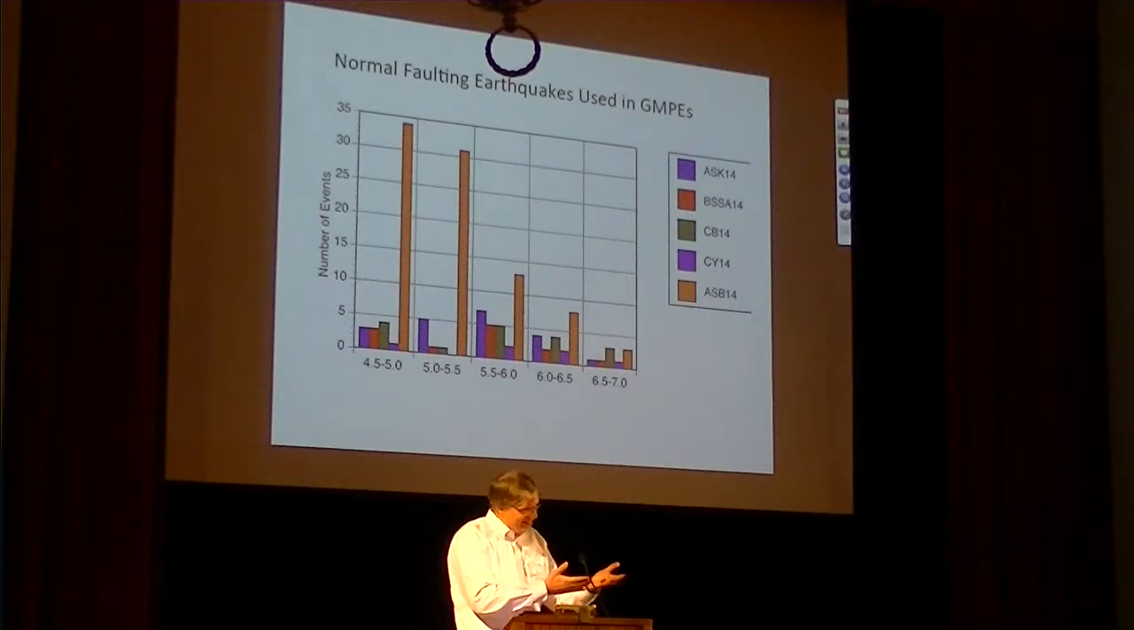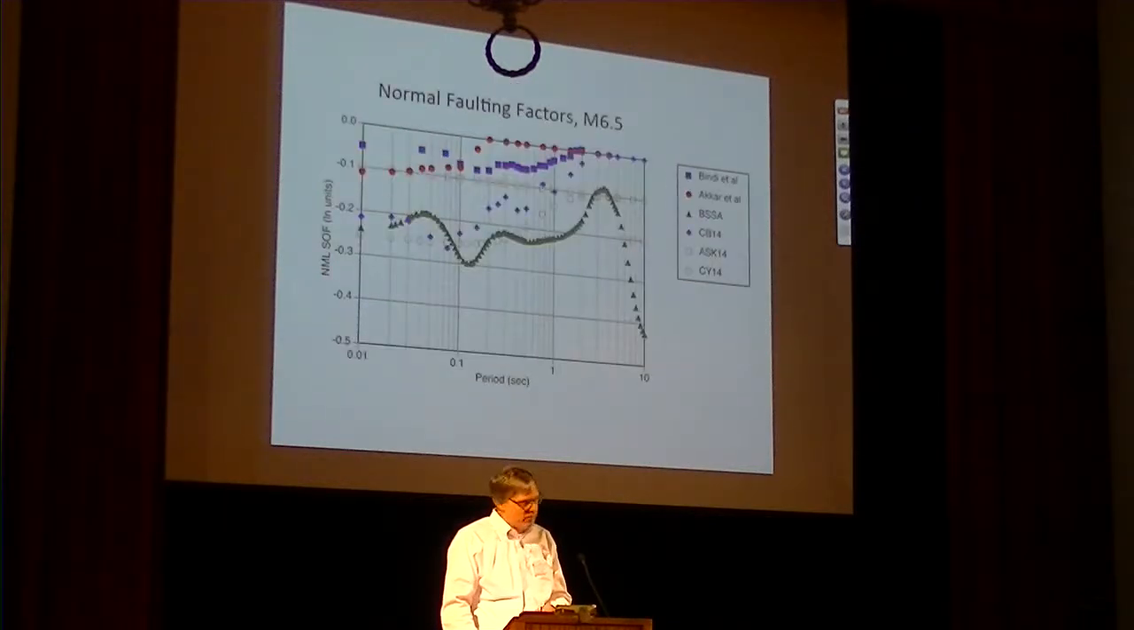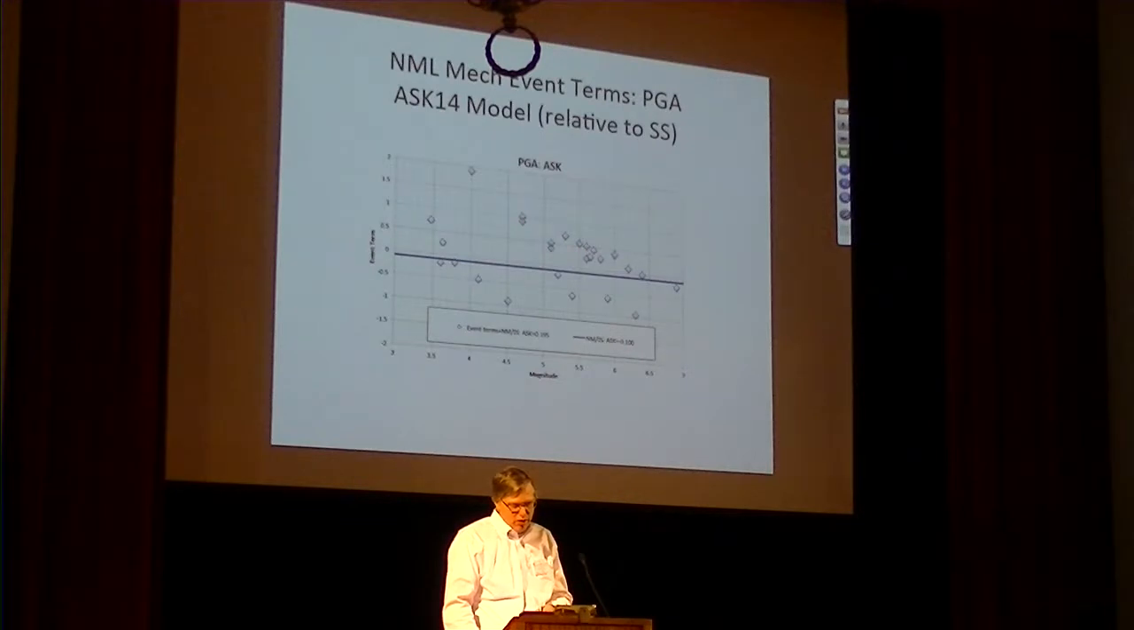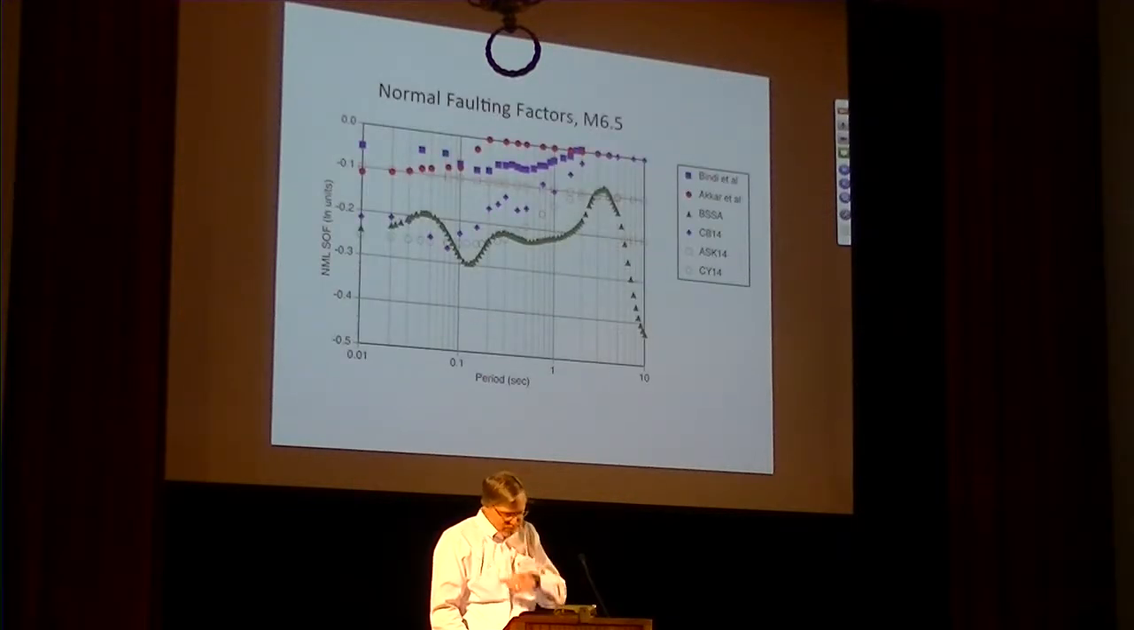So they have more small magnitude data, not a lot. So there's a problem, right? Lack of data, and how are we going to deal with the uncertainty? Okay, so I'll just run through some of the data.